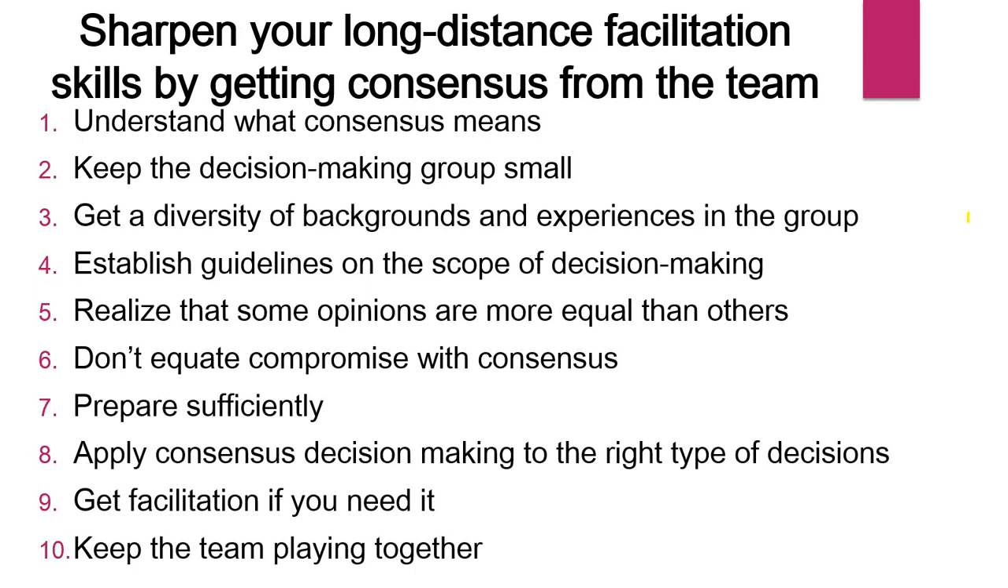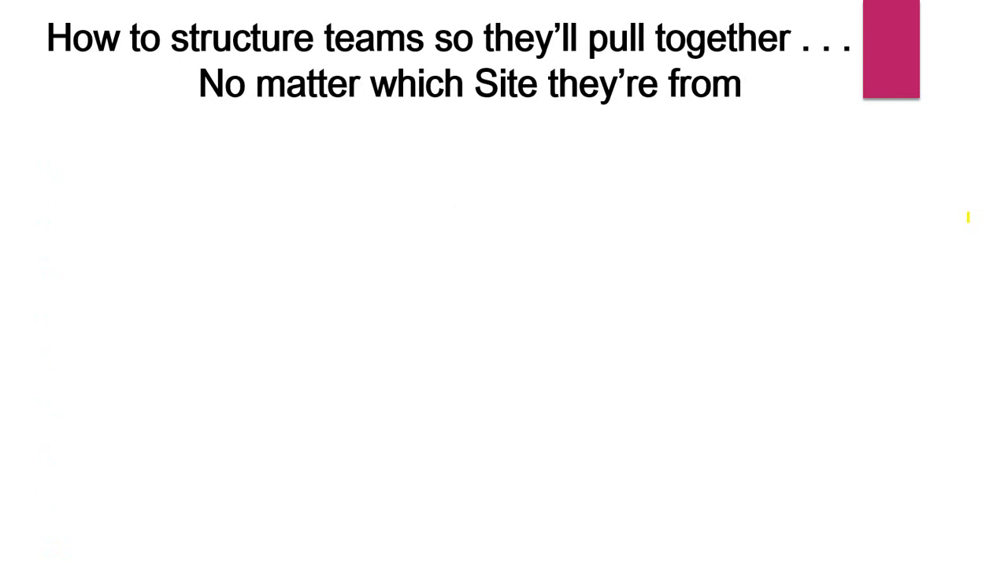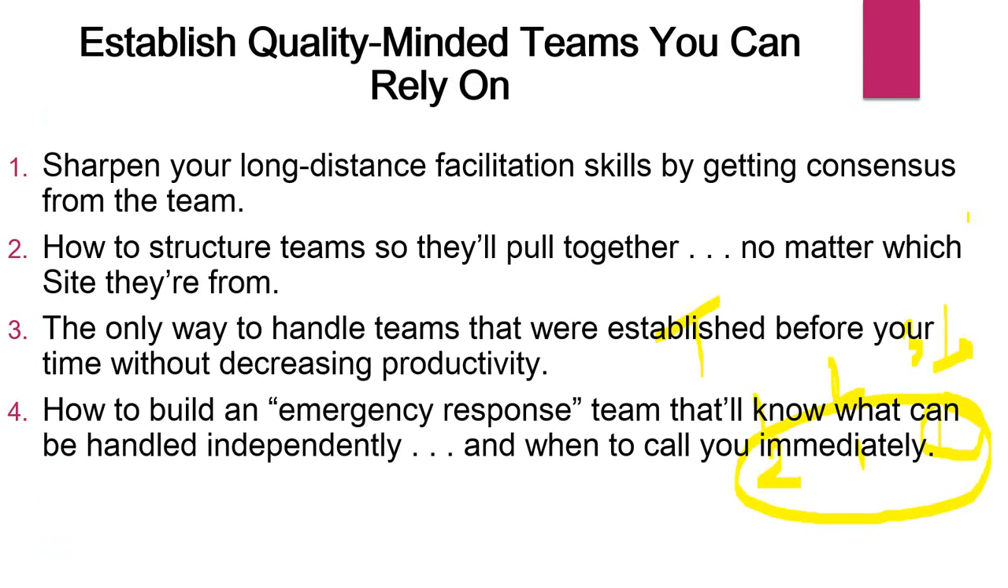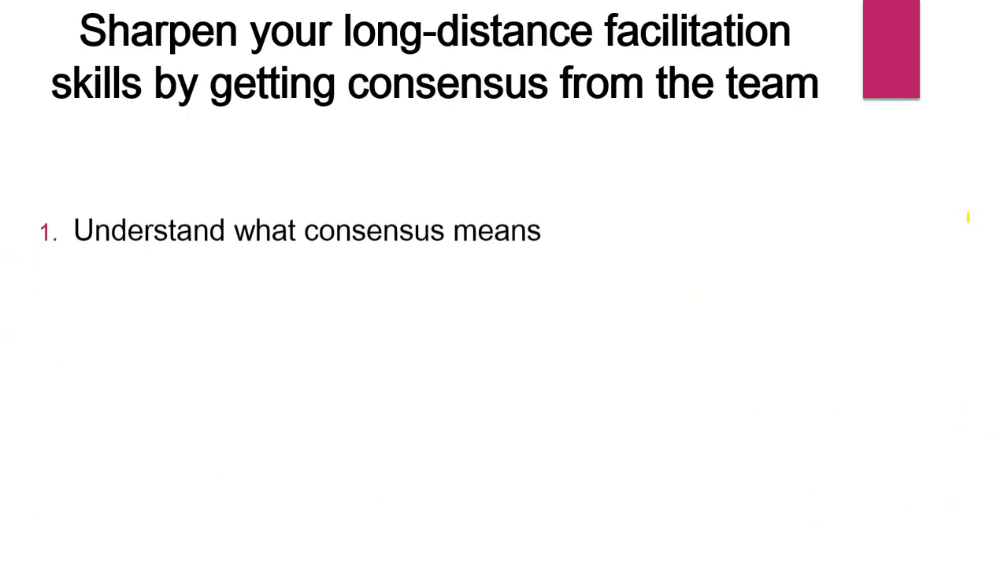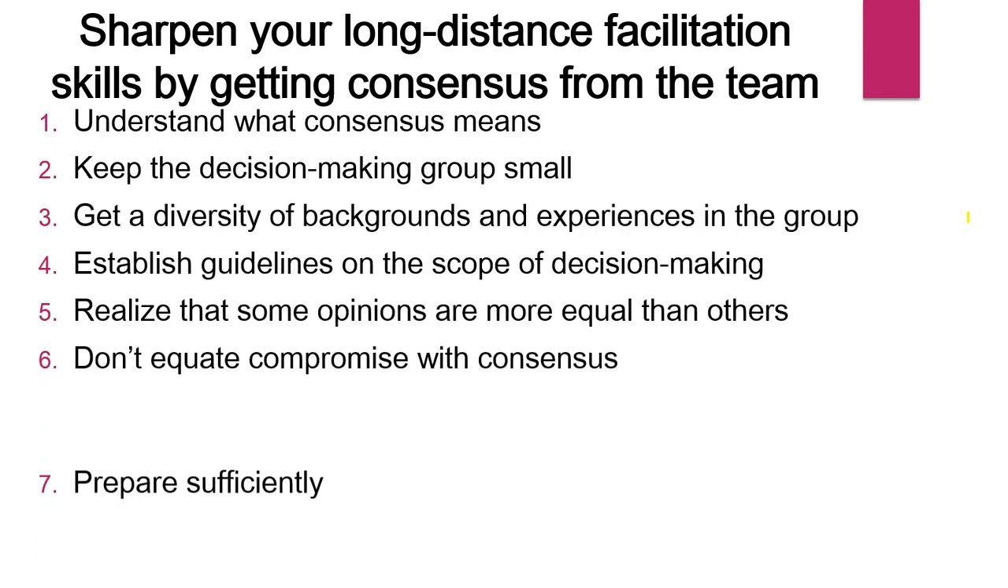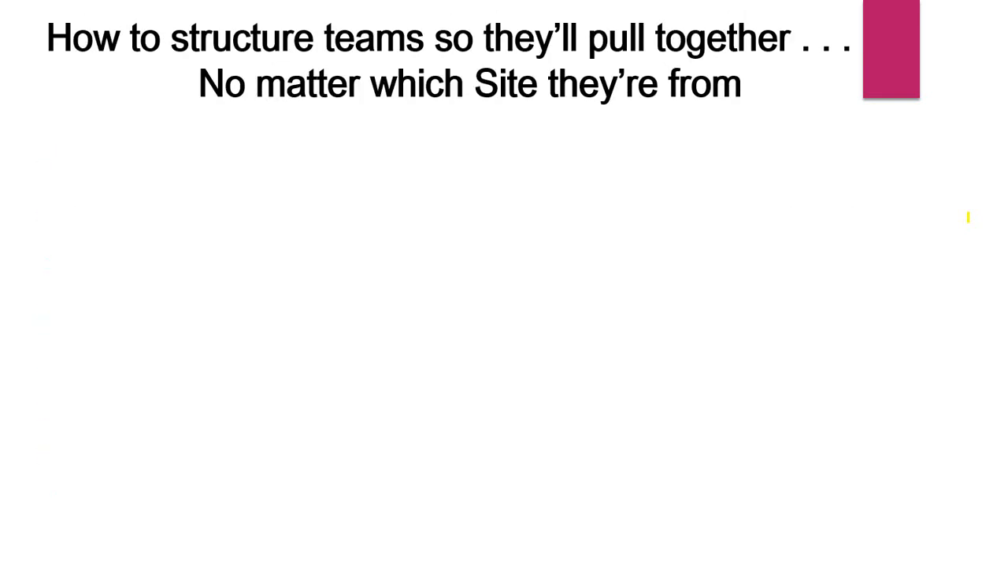Next one is how to structure teams so they will pull together no matter which side they are from. So we are discussing this point, establishing a quality minded team you can rely on. The first thing we have understood here: sharpen your long distance facilitation skill by getting consensus from the team. The next step in that process is how to structure teams so they will pull together no matter which side they are from.